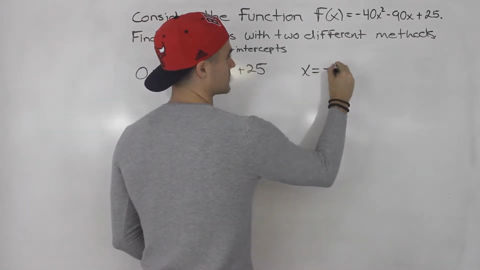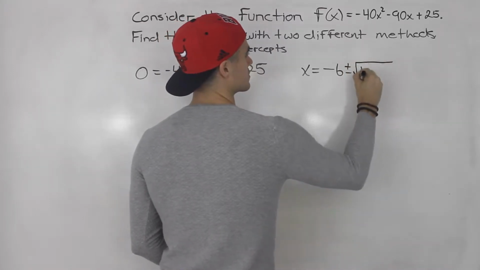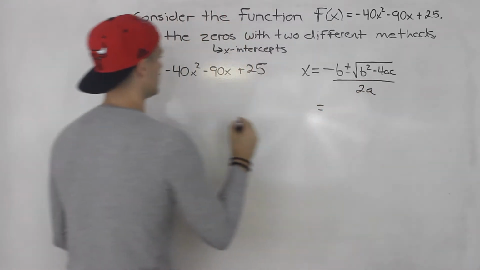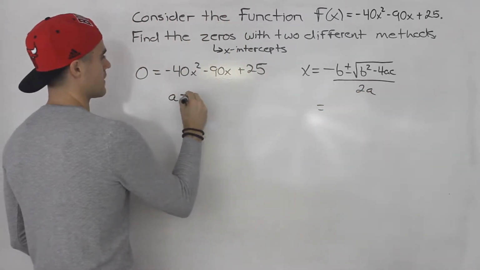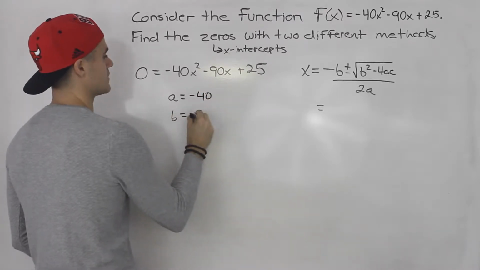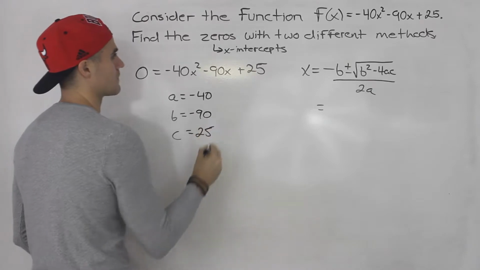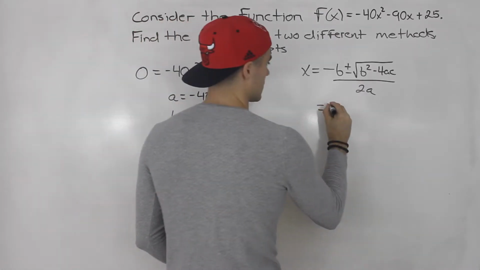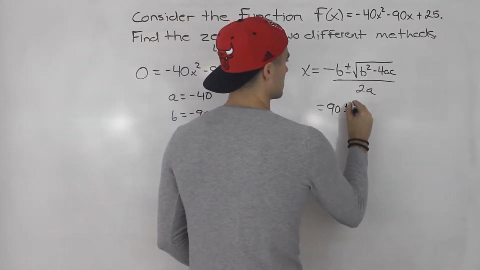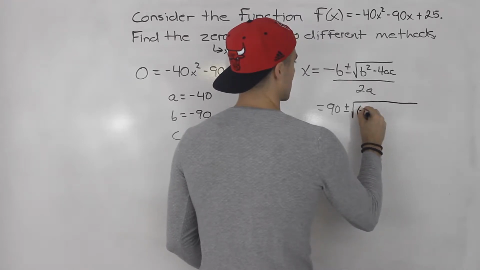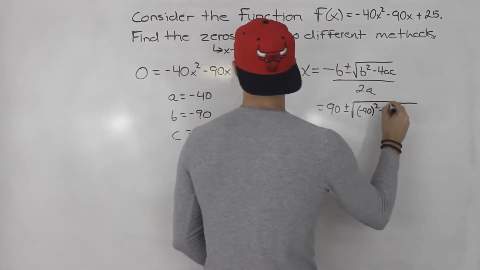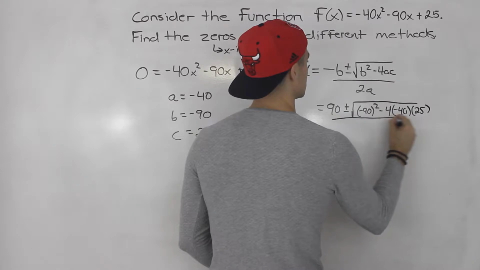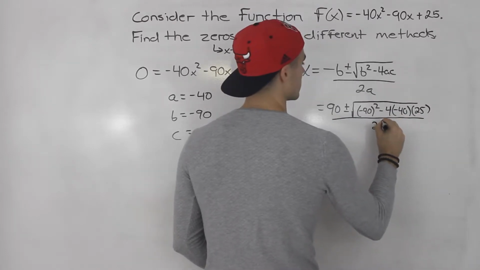We know quadratic formula is x equals negative b plus or minus square root of b squared minus 4ac all over 2a. So in this case, what is the a value? The a value is negative 40. The b value is negative 90. The c value is 25. So this is negative b, so this sign here will change. So this would be 90. This would be plus or minus b squared, so it's negative 90 squared minus 4 times a, which is negative 40, times c, which is 25. And this is going to be all over 2 times the a value of negative 40.